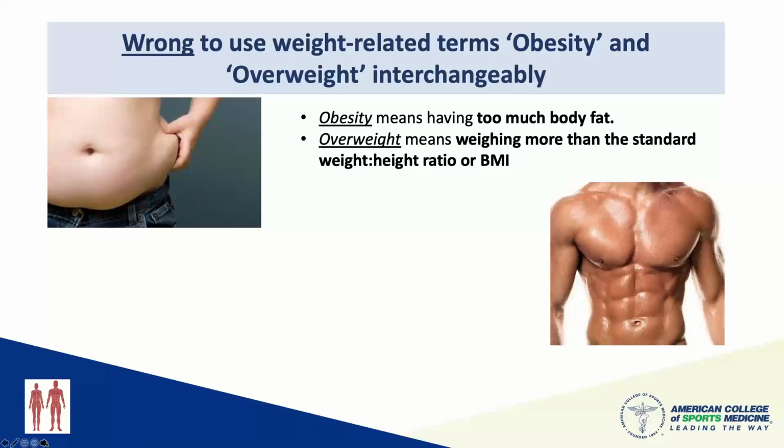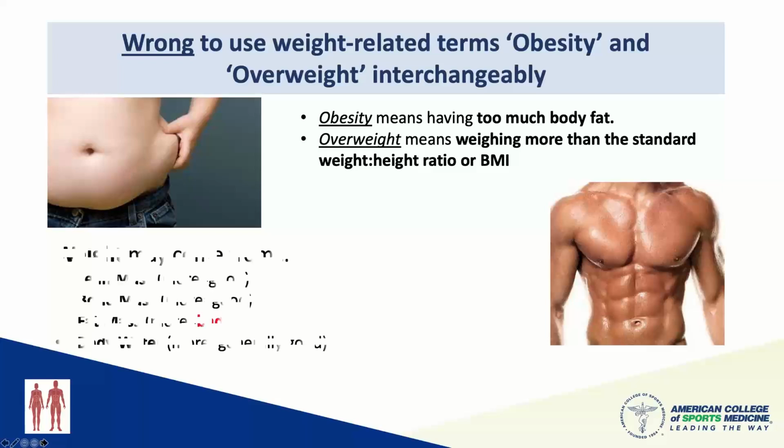It's also important to consider what these words mean. Obesity does not mean having too much weight for your height. Obesity means having too much body fat by definition. Overweight means weighing more than the standard weight to height ratio, or BMI, right? Well, consider this person on the right with a muscular build. If you look at normal BMI standards, they would be considered overweight or obese because they have so much muscle for their height that they're heavy for their height. Well, they're not obese, obviously not fat, right? So it's important to differentiate between the constituents of weight.